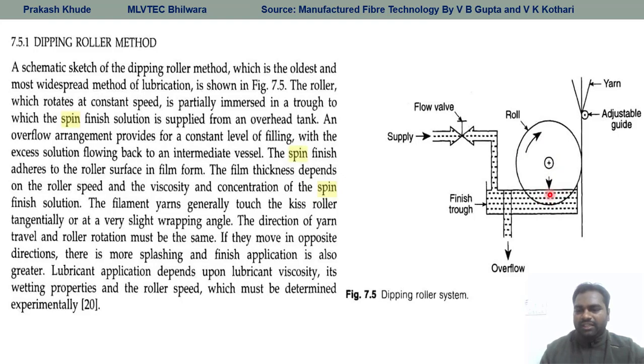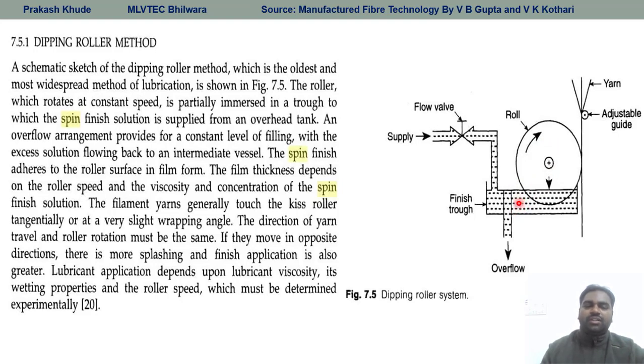And this finish is ultimately adhered on the surface of the roller. If you see here, it is partially dipped into this trough, and as it rotates it will carry this lubricant, or you can say the spin finish, on the surface of this roller, and this will ultimately adhere to the roller surface in film form. And this film thickness ultimately depends upon three basic parameters. One is the speed of this roller, next is the viscosity of this solution, and the concentration of your spin finish solution.